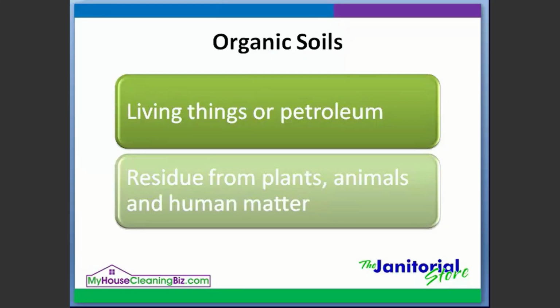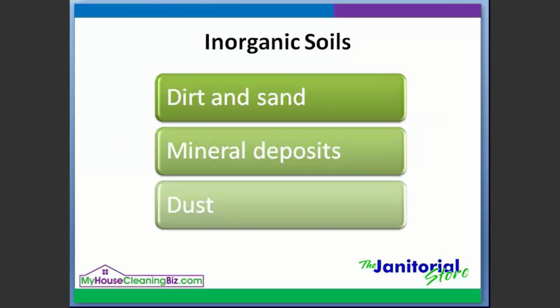Organic soils are typically residue from living things, residue from plants and animals or human matter such as blood, urine, or bacteria. Inorganic soils are primarily composed of dirt and sand. Mineral deposits, planting soil, and dust are all examples of inorganic soil. Many soils are mixtures of both inorganic and organic soils.